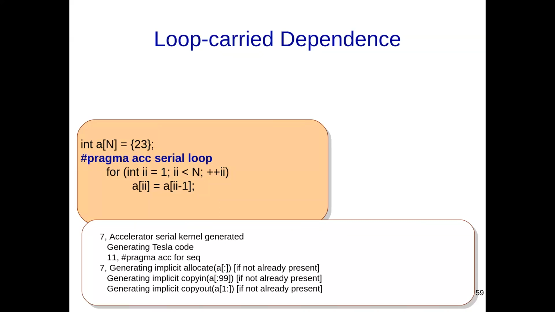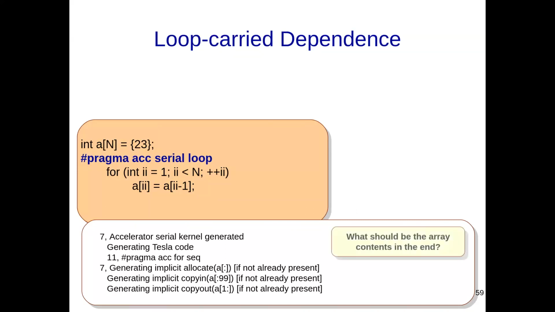Okay, so we'll go with your suggestions that the array should contain all 23. The array is going to be initialized with 23 followed by n minus 1 zeros, and the loop starts from 1, so a of 1 equals a of 0. So a of 1 becomes 23, then a of 2 becomes 23, and so on. So that is the sequential execution of this code. This all seems to be fine.